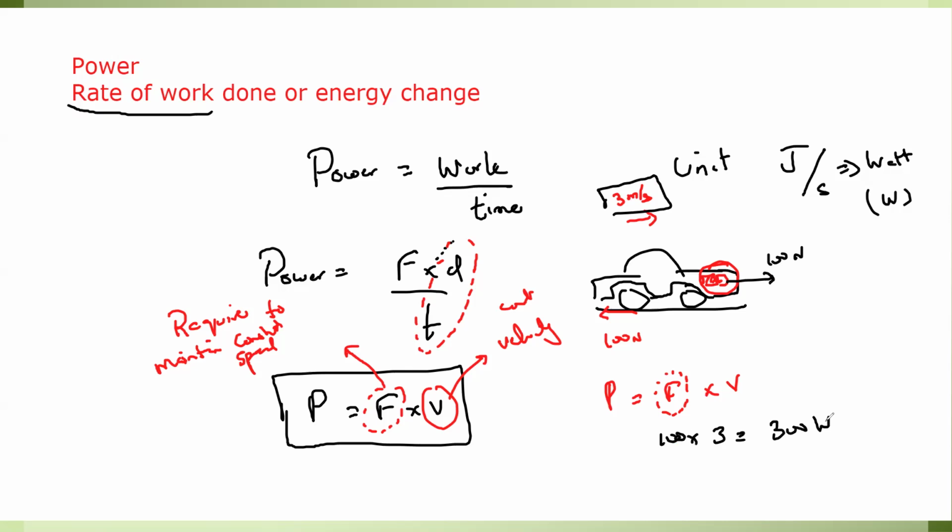So power is a product of force and velocity as well. But remember, when we use this formula, the force is not the resultant force. It is the force which we need to maintain a constant speed. And V is the constant speed which we want to maintain. Is it clear? This concept of power and the application of this formula, force into velocity?